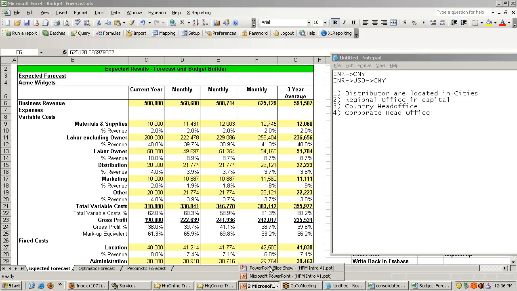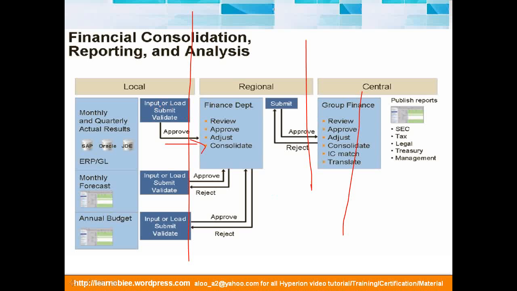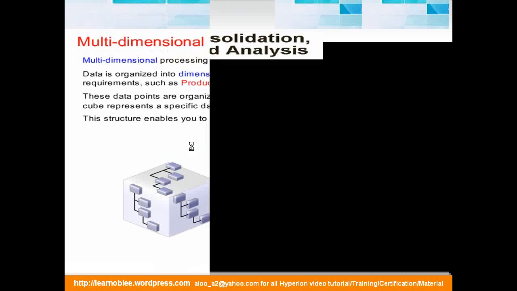In this process, first we submit the forecast sheet for various expenses to my regional office to validate. One thing we submit to the regional office for validation, and it might accept or it might reject. The next diagram shows this.